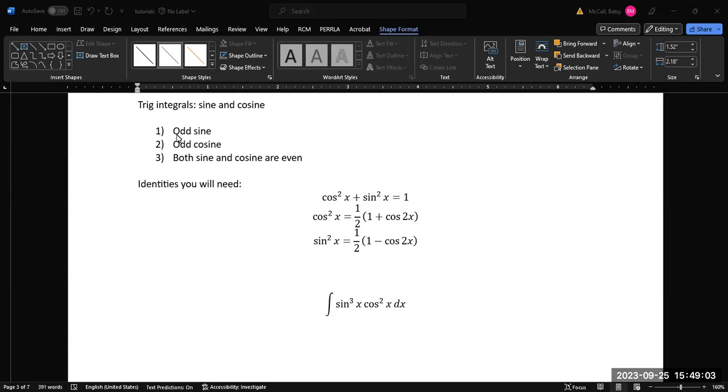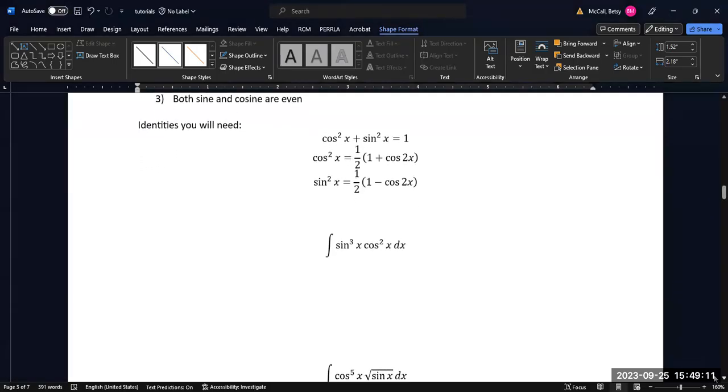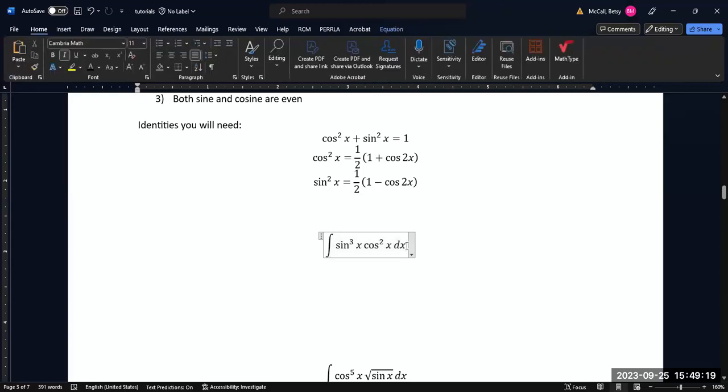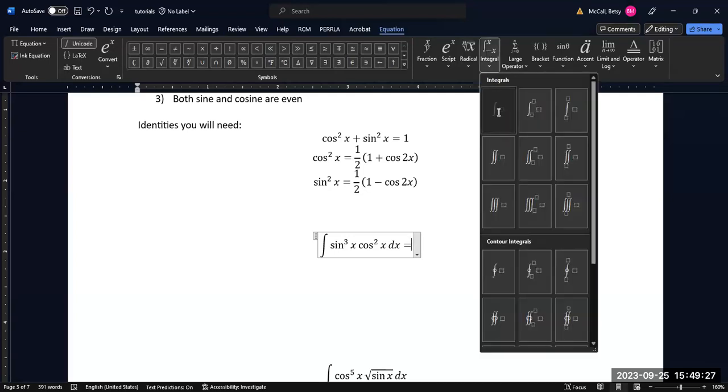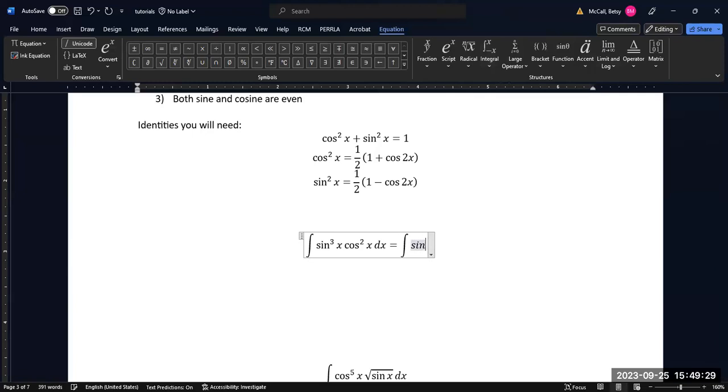All right, so let's look at our first example, an example with an odd sine function. In this particular case, we have sine cubed x cosine squared x. In the case of an odd sine function, we're going to split our integral up. We're going to split the sine function up into 1 sine x, and then the sine squared x will still be there, and then the cosine squared x.